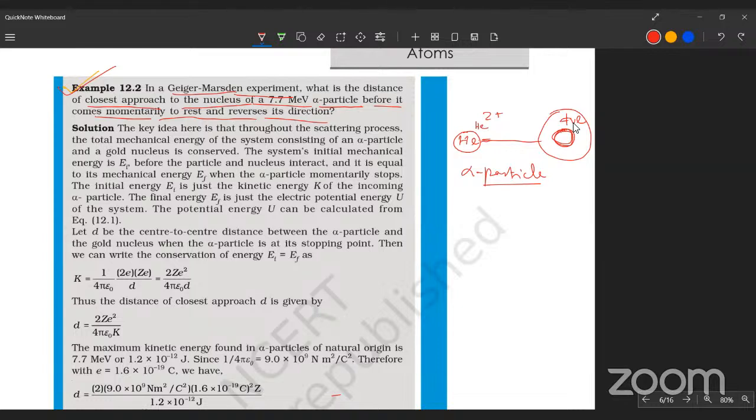Now, as the nucleus is positively charged, it will repel. It will get a repulsion when it reaches closer. The closer it reaches, the more repulsion it will get because positive charges repel each other, and as per Coulomb's law, you will get a Coulombic repulsion.